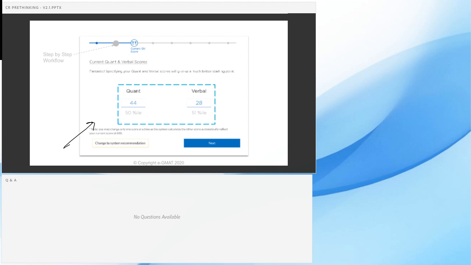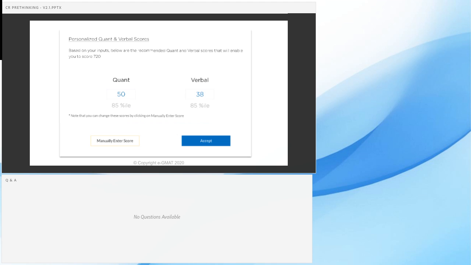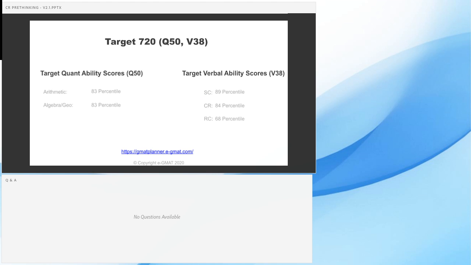So let's say you take the diagnostic, the Sigma X mock, and you get a 600 with a Q44 and a V28. You put this data into the PSP. The PSP then gives you an approximation of what you should aim for in quant and verbal. Again, this is what it gives you. If you don't like this, if your preference is different, you can manually change this. And again, it ensures that the combination always leads to a 720. Then it gives you the target abilities for that 720. So these are abilities for Q50 and V38.